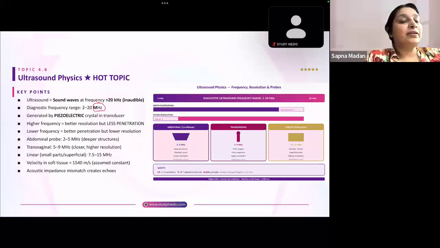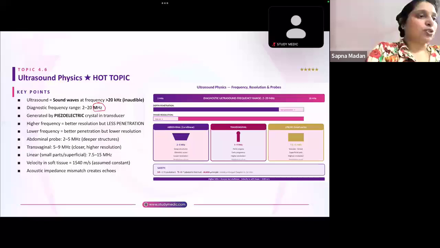Because high frequency picks up the follicles very minutely, even a normal ovary shows this. So this is why the criteria is changed a little bit, but that is for a later date. So a linear probe is going to measure the smaller parts, okay, like the thyroid, and the superficial structures. So the frequency is 7.5 to 15 megahertz.